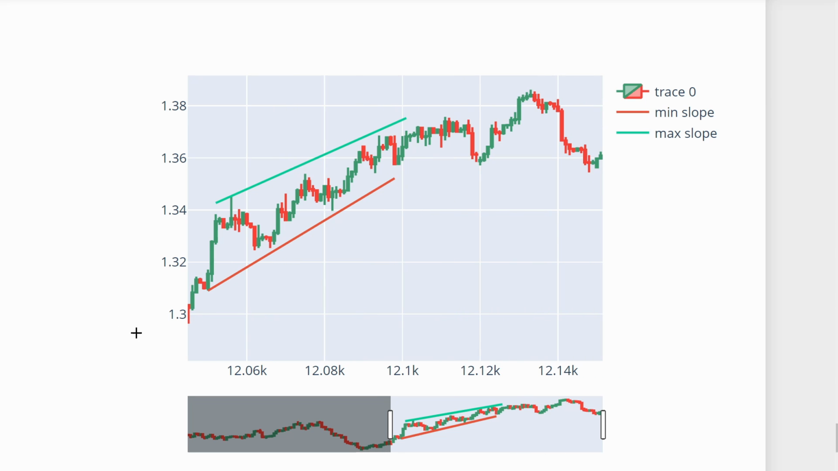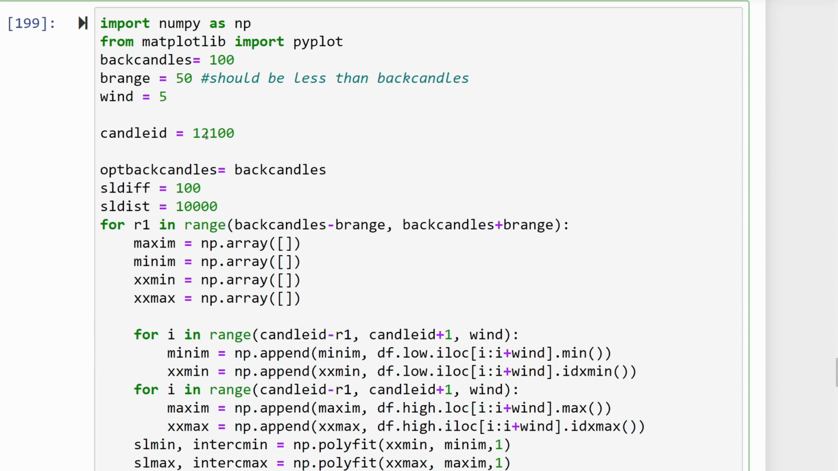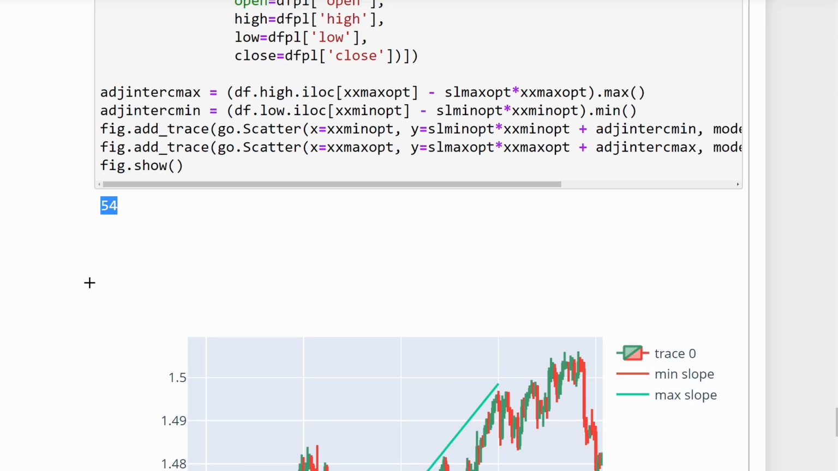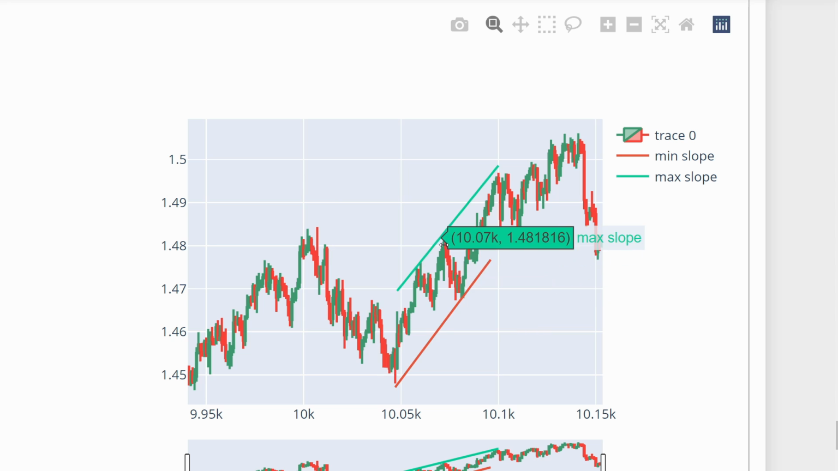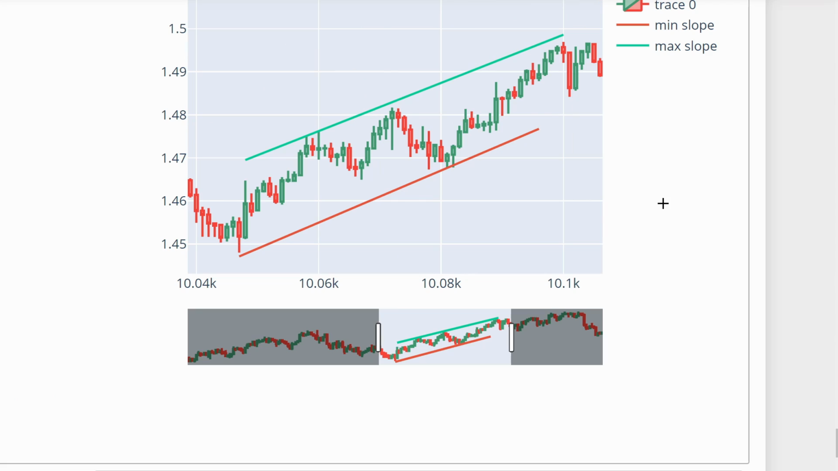Okay, one more trial before we end this video. Let's try candle 10,100. And if we run this, we have 54 back candles, which is the optimum number. And that's what the algorithm found. So let's zoom in and we have something nice.